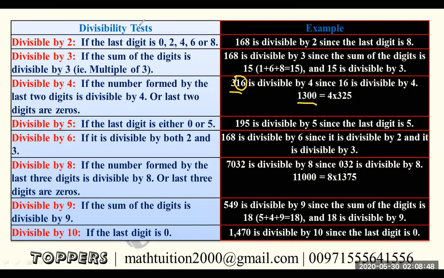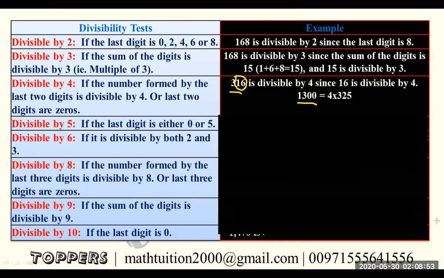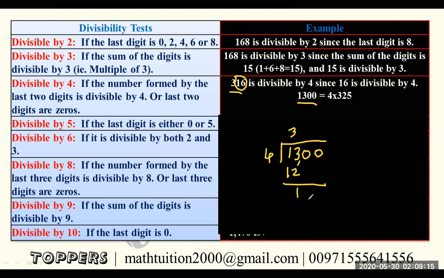Okay, if you want, we can try the normal division method and check it. 1300 divided by 4. 1, no, so it is 13. How many times? 3. 3 fours are 12. 13 minus 12, 1. Then we bring this 0 down. 10, how many times? 2 times. 2 fours are 8. 10 minus 8 is 2. Then bring this 0 down. 20. How many times 4 in 20? 5 times. 5 fours are 20. So you are getting remainder 0. So 325 times 4 gives you 1300. Since we got the remainder 0, we can say this is completely divisible by 4.